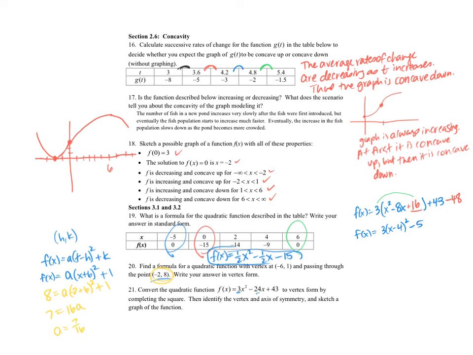Okay, and so when I look at that, I can see my vertex sitting there because it's in vertex form. So my vertex is equal to 4 comma negative 5. So that's my vertex. And so this is an upward facing parabola with vertex 4, negative 5. So 1, 2, 3, 4, 5. So the vertex is here. That means the axis of symmetry is x equal 4.